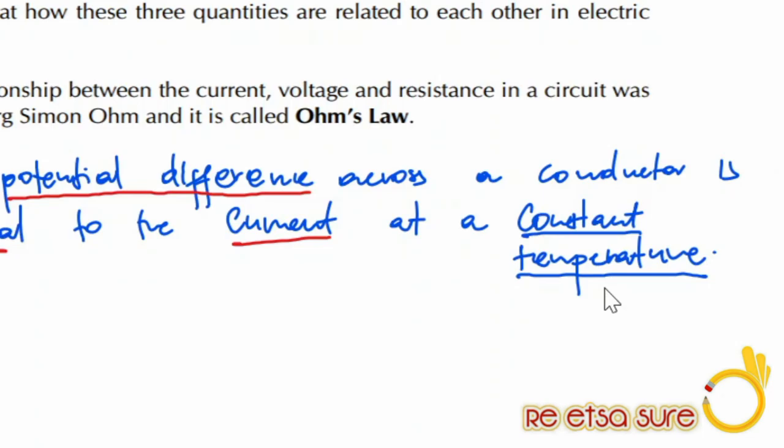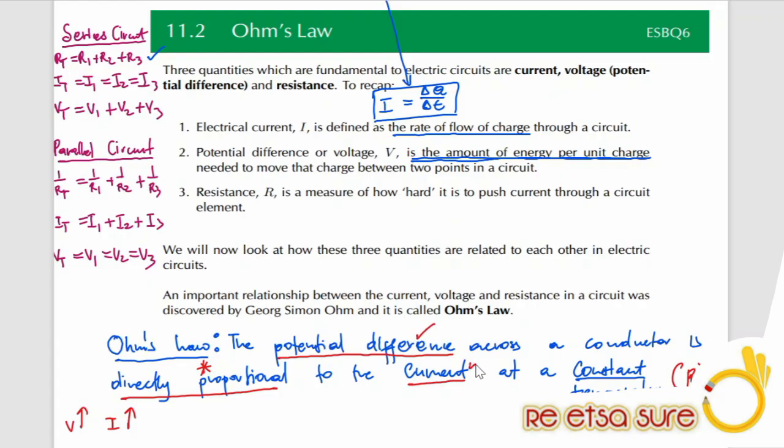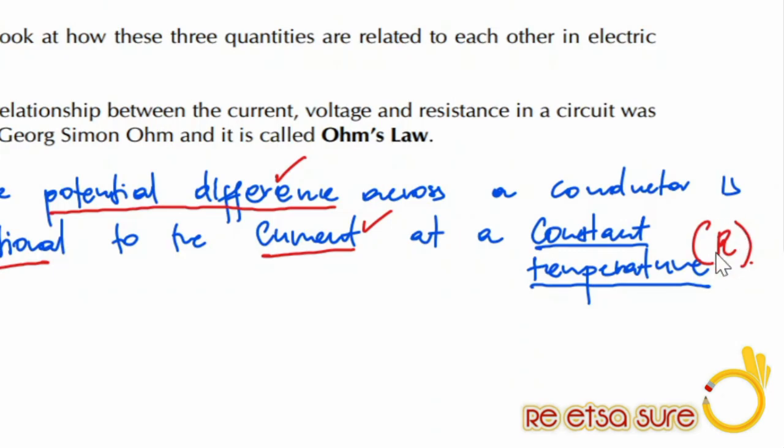If you don't keep the temperature constant, the resistance will keep on changing. So when we say the temperature must be constant, we are referring to the resistance, because we don't want the resistor to keep on changing. Now we are checking the relationship between potential difference and current, so we must keep the resistance constant. What keeps the resistance constant is our temperature, so that our resistance cannot change.